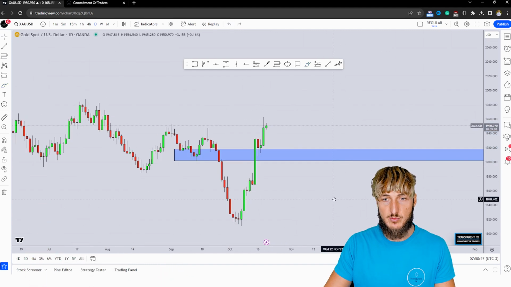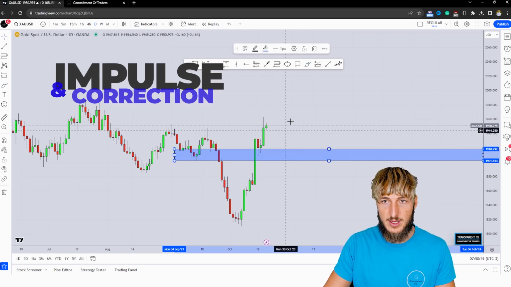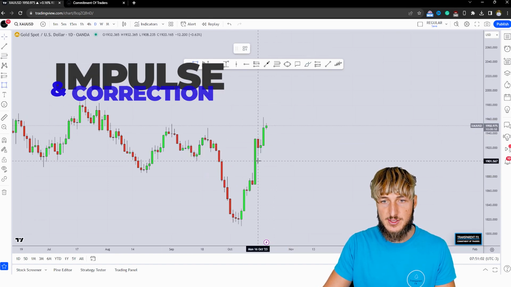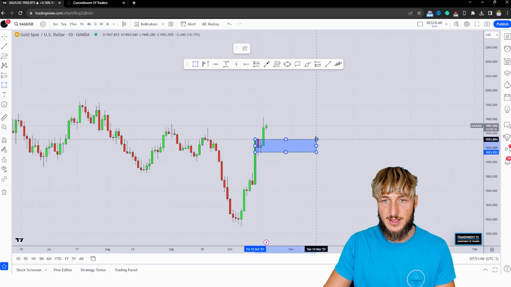Now, as I was saying previously, we just got a massive impulse to the upside. However, in creating this move to the upside, the market has also now printed this red candle here.